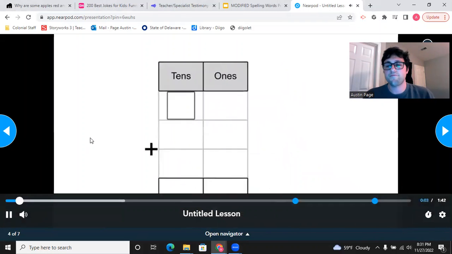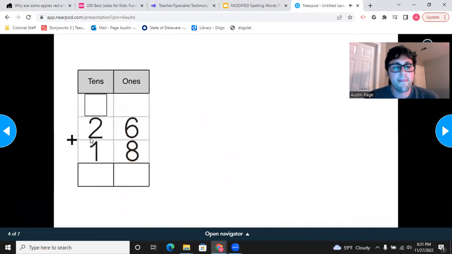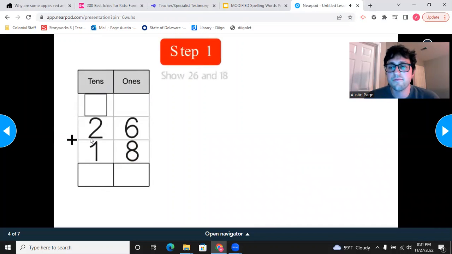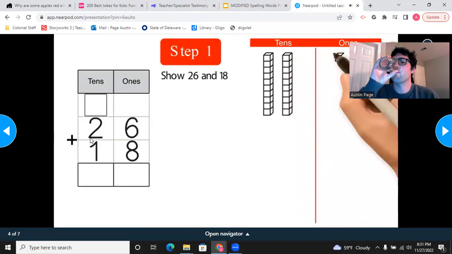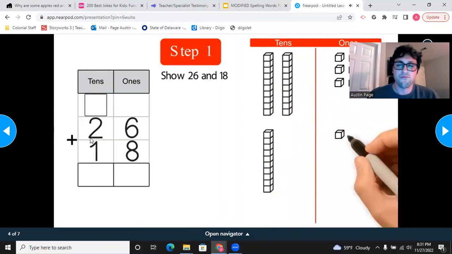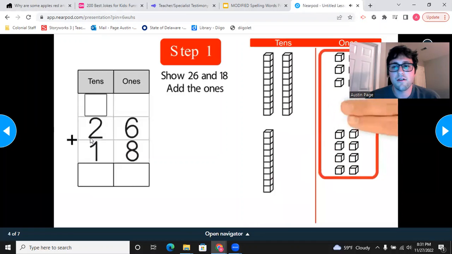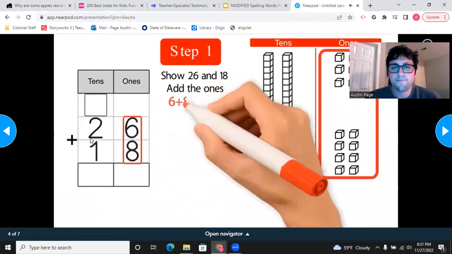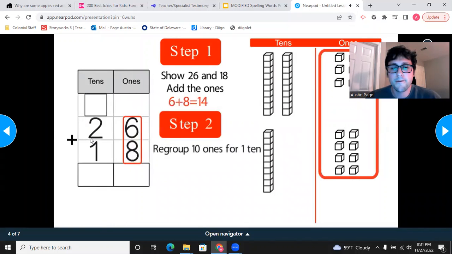Let's do the first example. 26 plus 18. First, we show 26 and 18. 26 has 2 tens and 6 ones. 18 has 1 ten and 8 ones. We add the ones to make a 10. We are left with 14. So 14 is broken into 10 and 4. Regroup 10 ones for 1 ten. We're left with 4 ones.